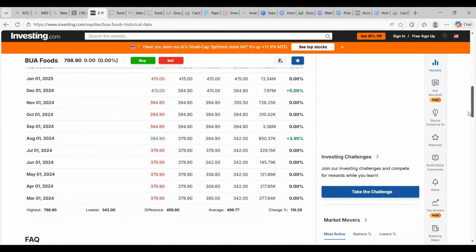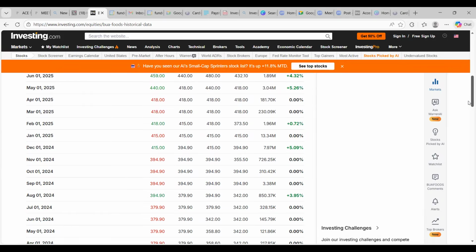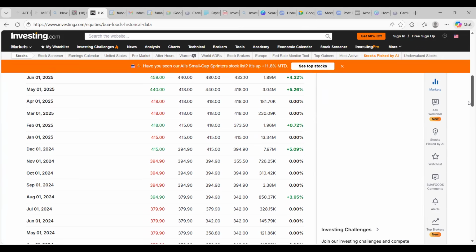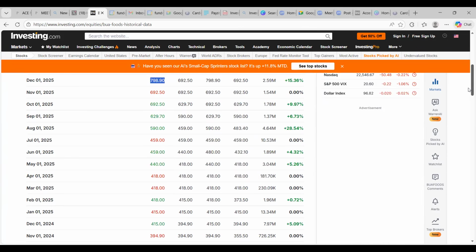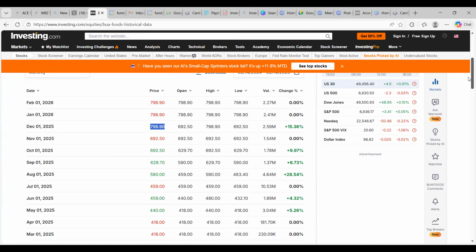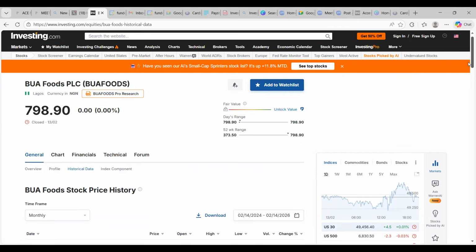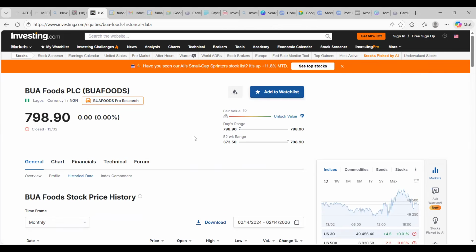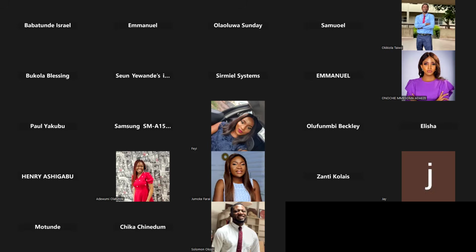So if you look at the trajectory of this stock, you see that at least almost every year it goes up. Yeah, it went up from 379 to 415. 1 year after, it went to 798. So the analysts are saying to go to 800 and something, 803 or so this year. That's an indication that it may be a good stock to buy. Let's continue our slides.